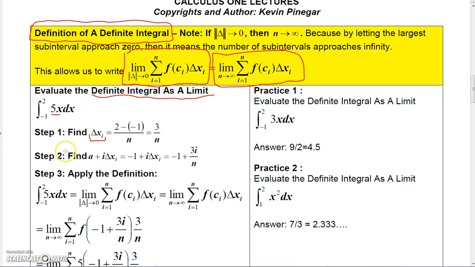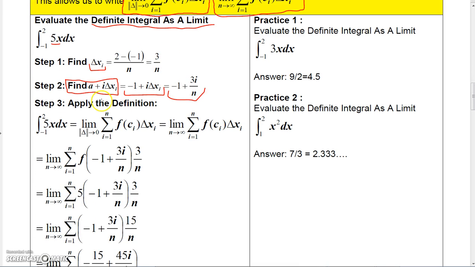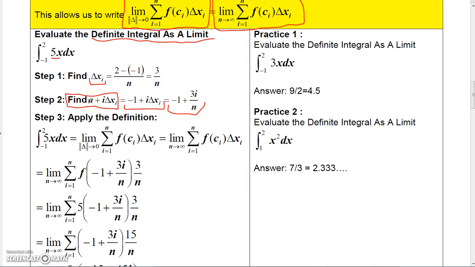And then let's find an expression that represents a plus i delta x. Well, a is -1, so we would have -1 plus i delta x. I'm going to say delta x instead of delta x sub i, even though technically it's delta x sub i. So now a plus i times delta x is equal to -1, that's the a, plus 3 over n times i. So that's that. Now we have all of the pieces.